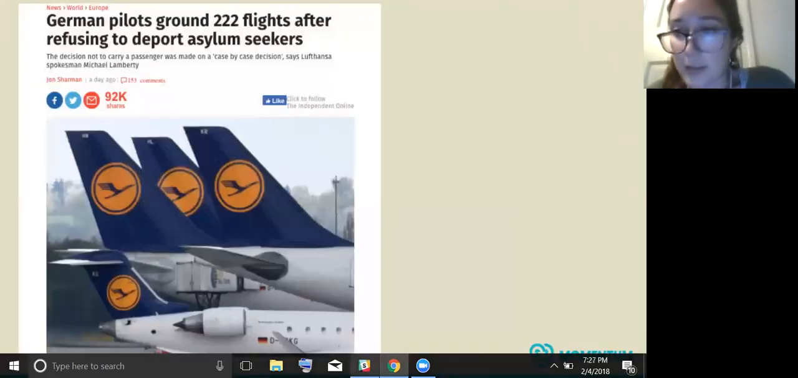But there are also other types of non-cooperation. This is a picture from just a couple months ago, when a number of German pilots, so in Germany they were deporting refugees and asylum seekers, and the law had already said they were set to be deported. They boarded planes, and then in mass numbers, pilots refused to fly the planes. So that's another form of non-cooperation, right?